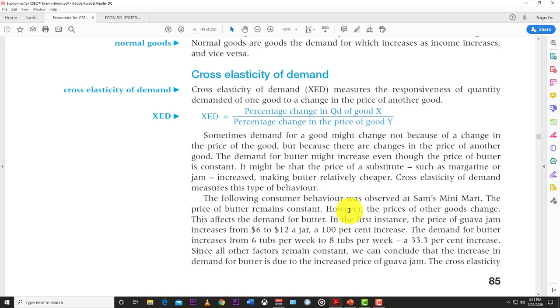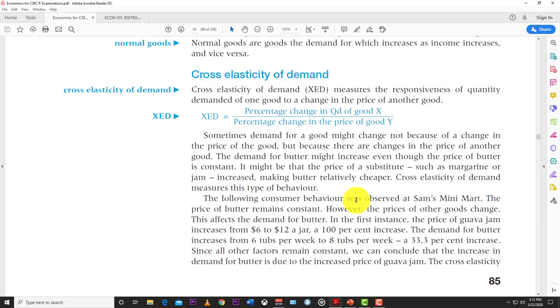Now, what are they talking about? So look, the formula is slightly different. For this formula, you have the percentage change in quantity of good X versus the percentage change in the price of good Y. So you're using the percentage change in the quantity demanded of good X over the percentage change in the price of good Y. So you have two goods, and you have to consider the percentage change in the demand for one versus the percentage change in the price of another.